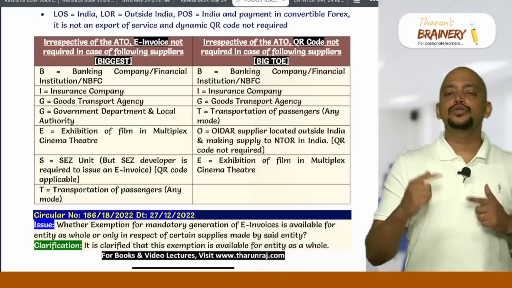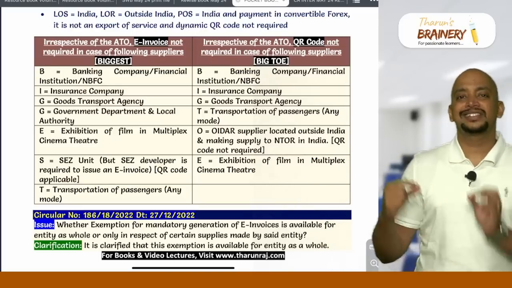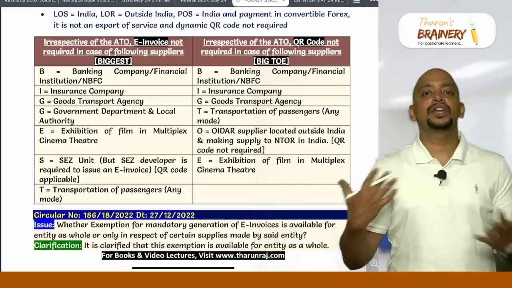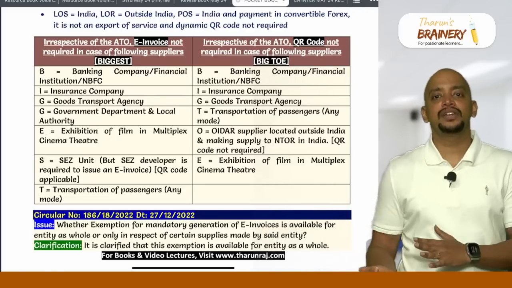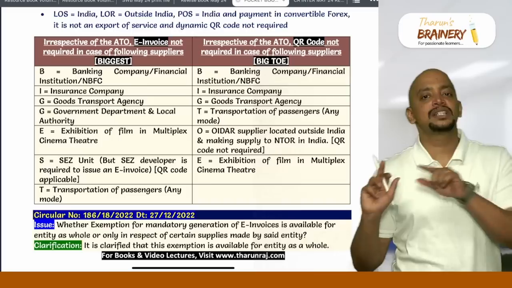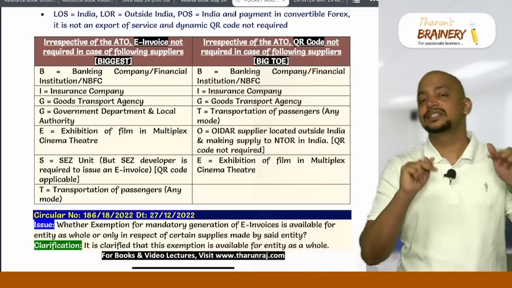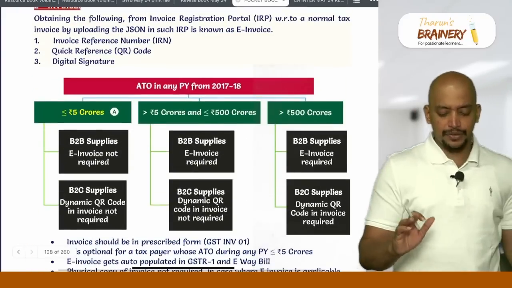Also, they need to give one declaration in the normal invoice that even though our aggregate turnover exceeds this 5 crores, we are covered under the exclusion list, so we are not required to give E-invoice. Then only the recipient will be aware that the supplier is not required to give E-invoice, because there is a high risk to the recipient that the recipient cannot take ITC if the supplier is not giving E-invoice. That's why this declaration is required. So that is about this E-invoice.